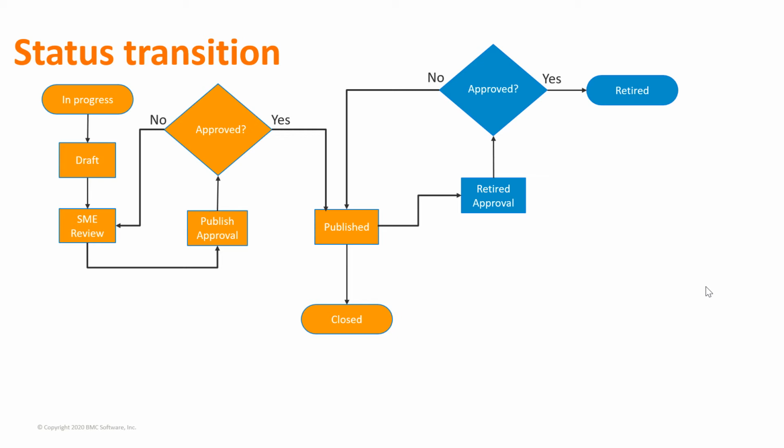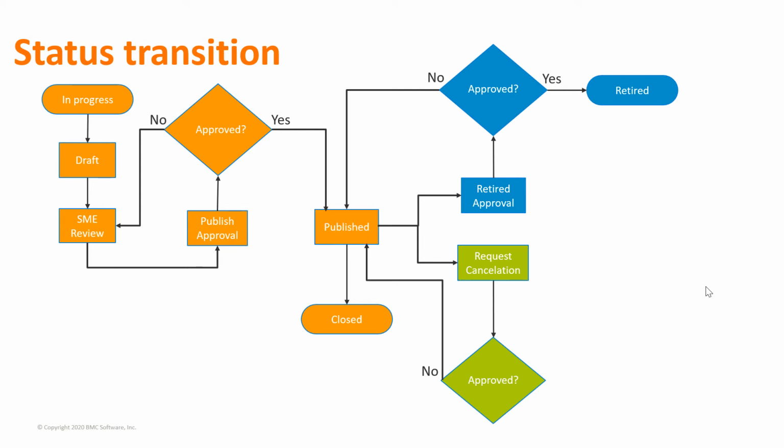When a published knowledge article is to be cancelled, it moves to the request cancellation status. If an approver rejects the cancellation, it moves back to the published status. If an approver approves the cancellation, it moves to the cancelled status.